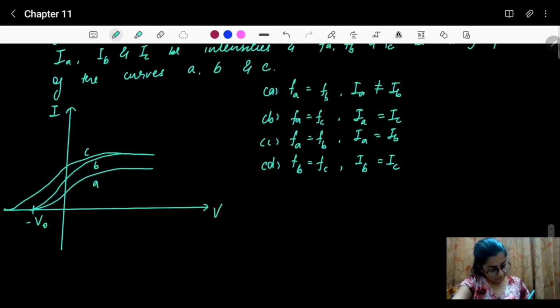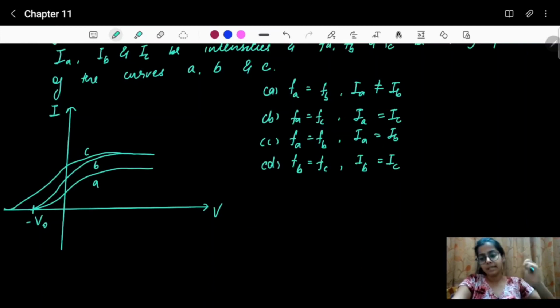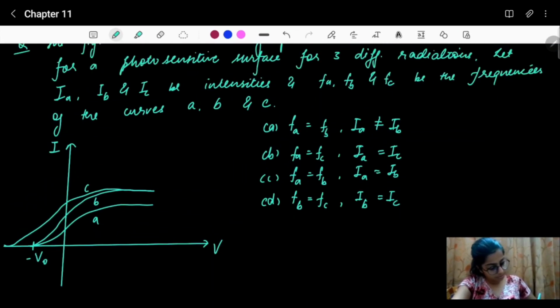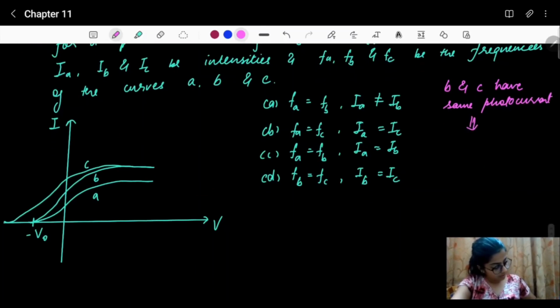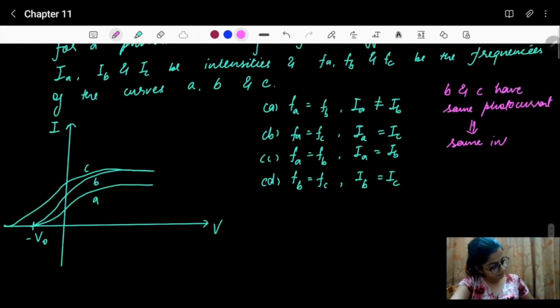Okay, so here we can see that B and C is having same photocurrent. The photocurrent for B and C curve is same. Here can you see that they are on the same line? So we have first of all seen that B and C have same photocurrent, means if the photocurrent is same, then the intensity will also be the same. Okay, photocurrent means the current that is flowing because of the flow of electrons. So if flow of electrons in both the cases is same, then the intensity of light that is striking over the surface will also be the same. That's why they will have same intensity. That is IB will be equals to IC.